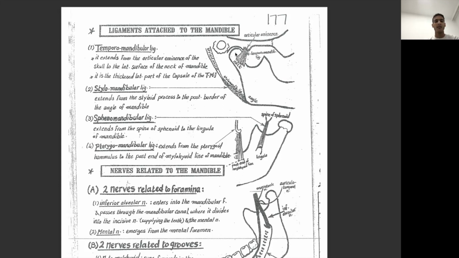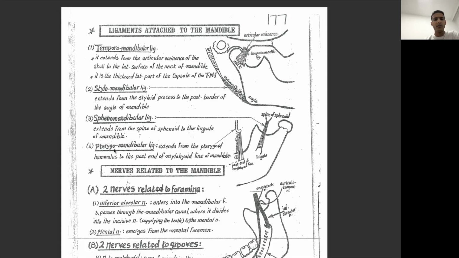Okay, the sphenomandibular ligament. The sphenomandibular ligament extends from the spine of the sphenoid bone right here to the lingula of the mandible. So we know that the lingula of the mandible is found on the medial side, not the lateral, but the inside, internal side of the mandible, just close to the mandibular foramen, and this is called the sphenomandibular ligament.